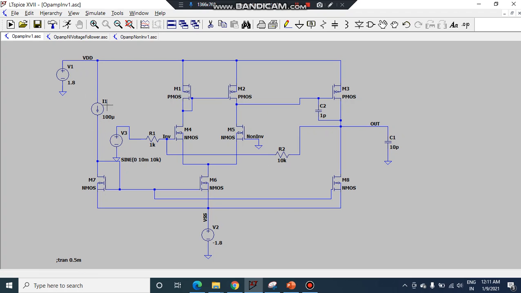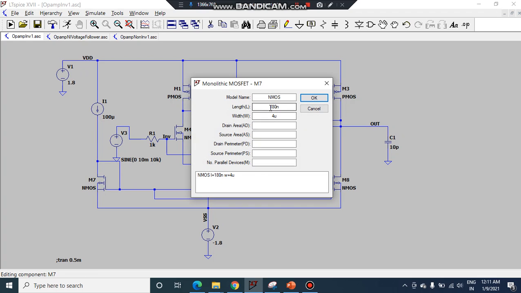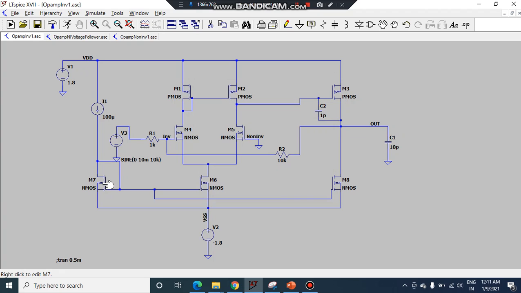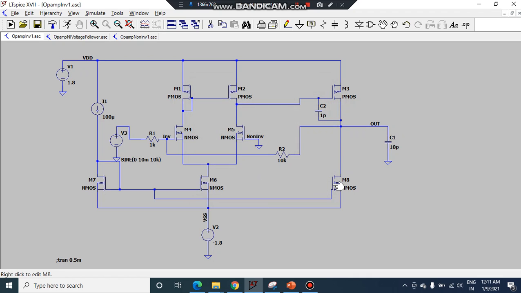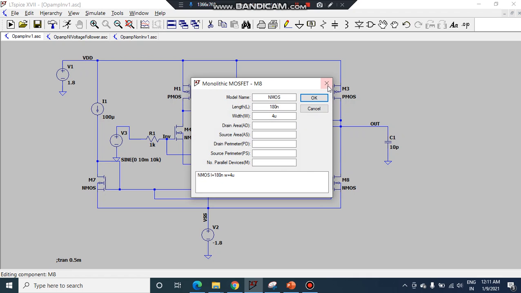So the current source supplies a current of 100 microampere to this M7 NMOS, whose length is 180 nanometer and width I have selected as 4 micrometer, so that it can support the current of 100 microampere. Now this current of 100 microampere will be mirrored to M6 and M8 because the dimensions of M6 and M8 are exactly the same as that of M7. So both of them will have a current of 100 microampere.